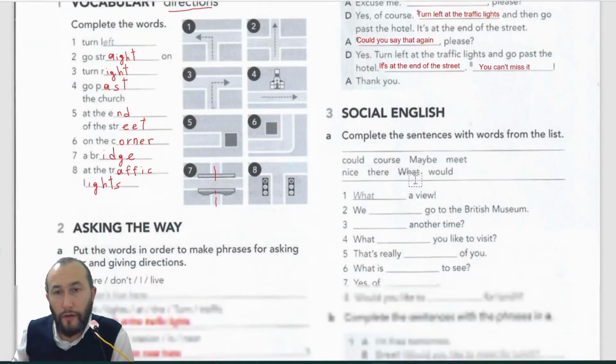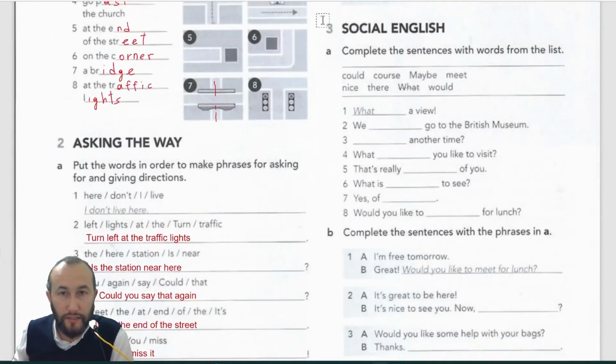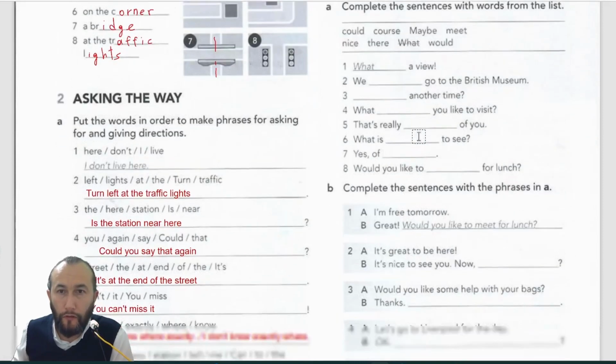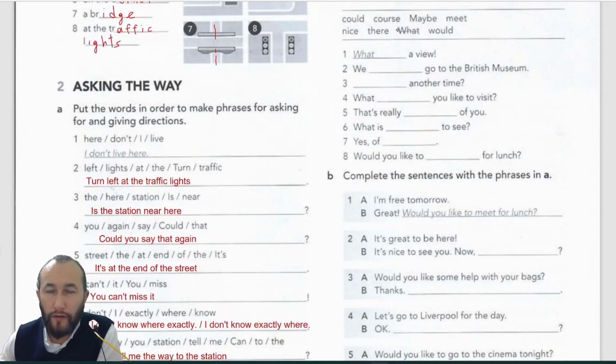Now that's done, and now we're moving to Social English, exercise 3. A is asking us to complete the sentences with words from the list. Okay, so what have you, right? Number 2, we go to the British Museum. We could go is better. That's done.